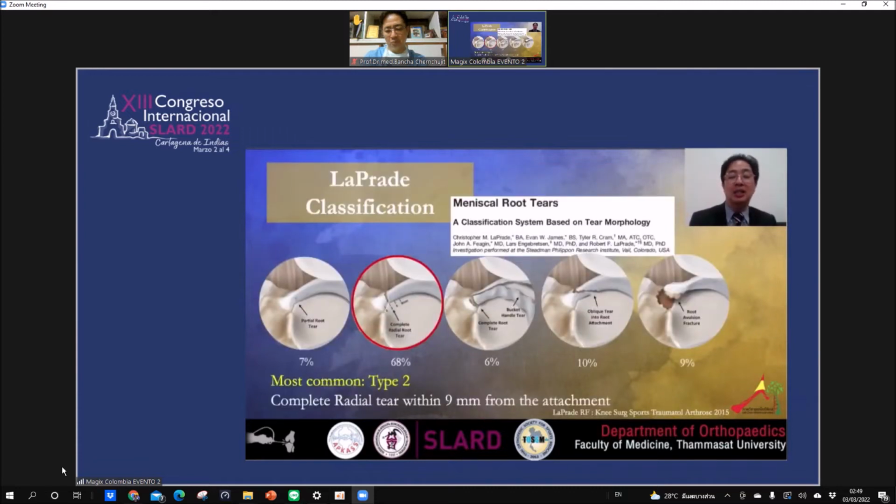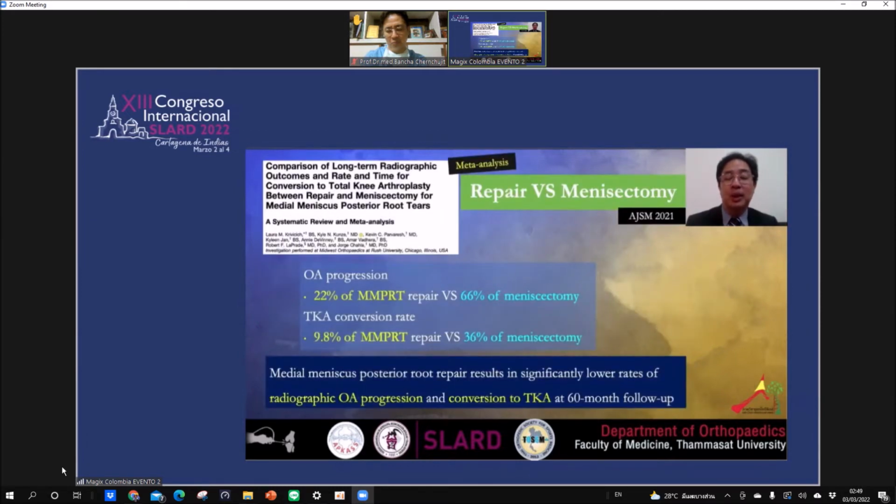Dr. LaPrade classified the meniscus root tear into 5 types. The most common is type 2. Repair versus meniscectomy: a recent meta-analysis compared long-term X-ray outcome and conversion rate to joint replacement. The conclusion is that the root repair group had a lower rate of OA progression and conversion to joint replacement.